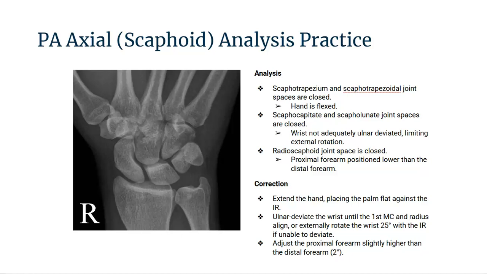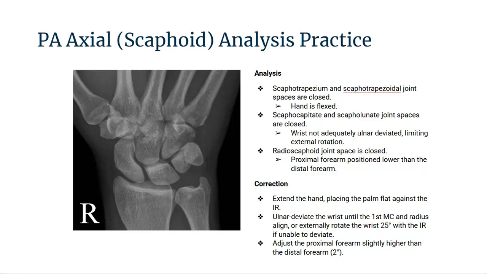You'll notice that the hand is flexed, which is contributing to closed scaphocapitate and scapholunate joint spaces, making it harder to see those joint relationships clearly. On top of that, the wrist hasn't been adequately ulnar deviated. This lack of ulnar deviation is preventing sufficient external rotation, which is needed to open up that radioscaphoid joint space. In addition, the proximal forearm is positioned lower than the distal forearm, which is throwing off the alignment of the entire wrist.